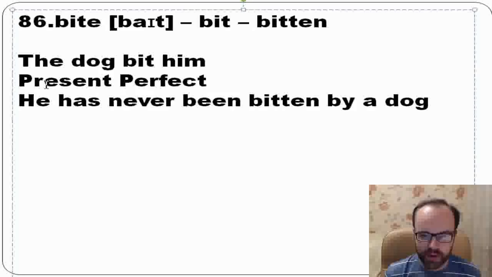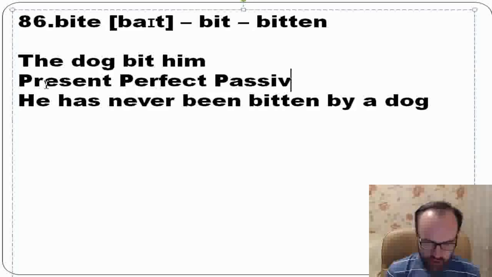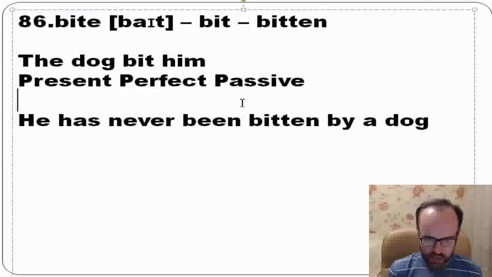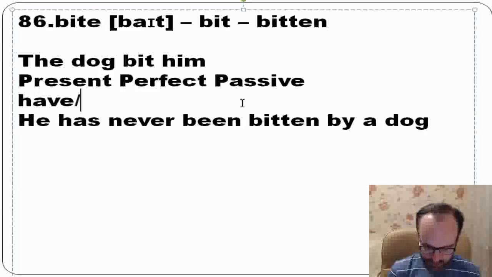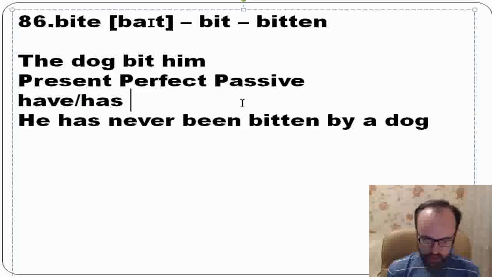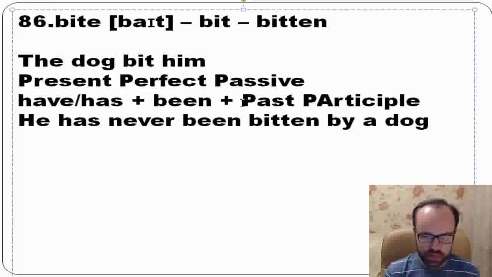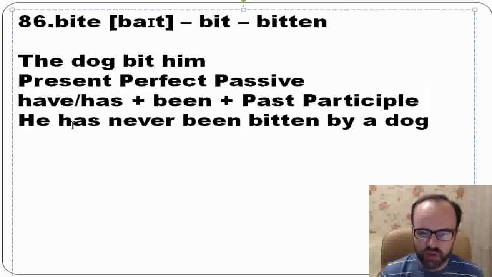So because of never. And why do we have passive voice? Because we have by. It was done by someone or by something. So you know that we form it this way: have, has, plus been, plus past participle. So he has never been bitten by a dog.